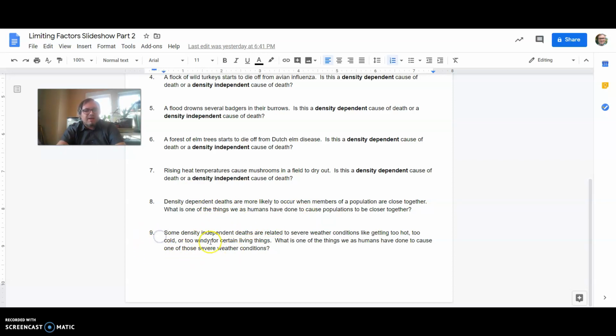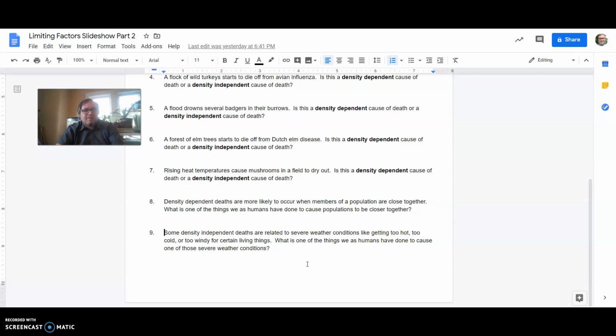And then for number 9, some density-independent deaths are related to severe weather conditions, like getting too hot, too cold, or too windy for certain living things. What is one of the things we as humans have done to cause one of those severe weather conditions? So again, you might think back a little bit to some of the human impacts that we talked about with geochemical cycles and the impact that we make in general, and talk about what do we do to cause some of these weather conditions to occur? What strains are we putting on these natural populations?